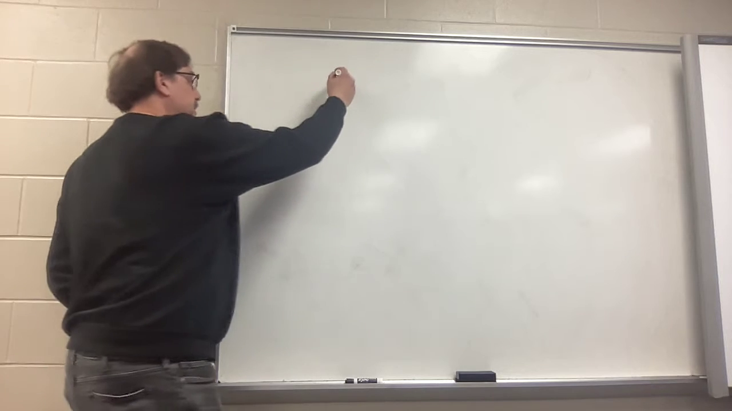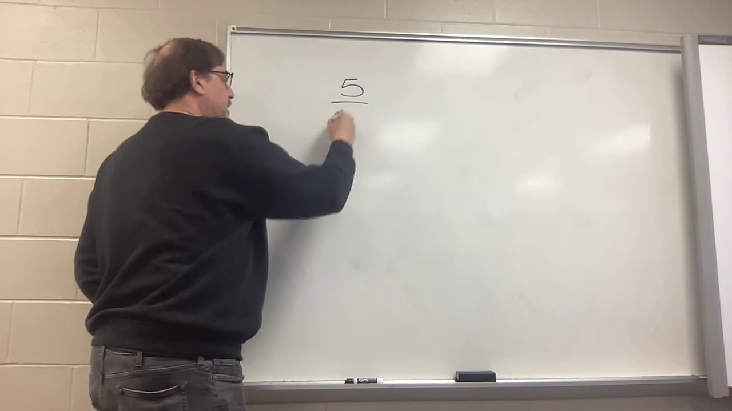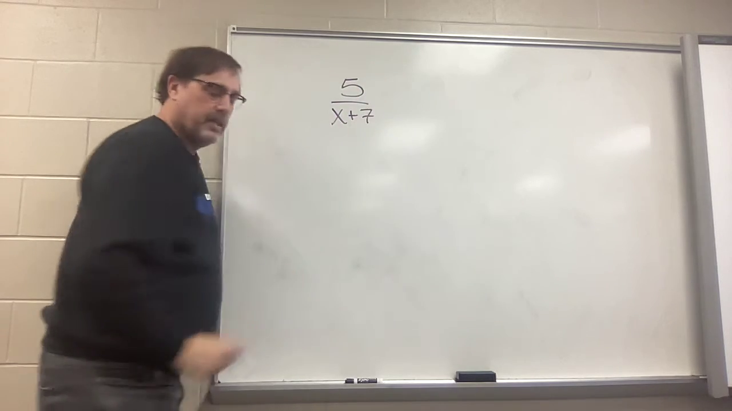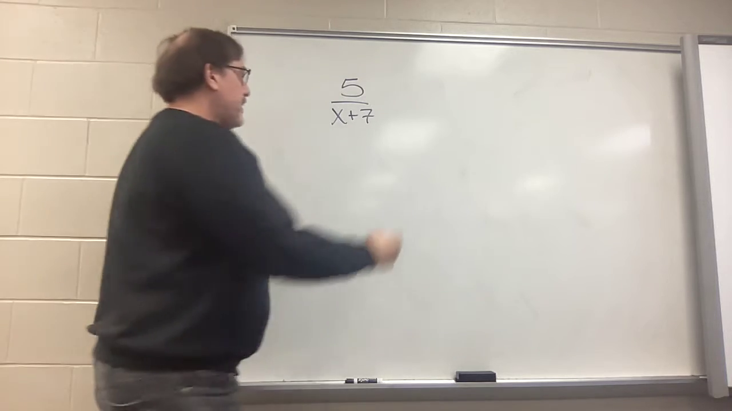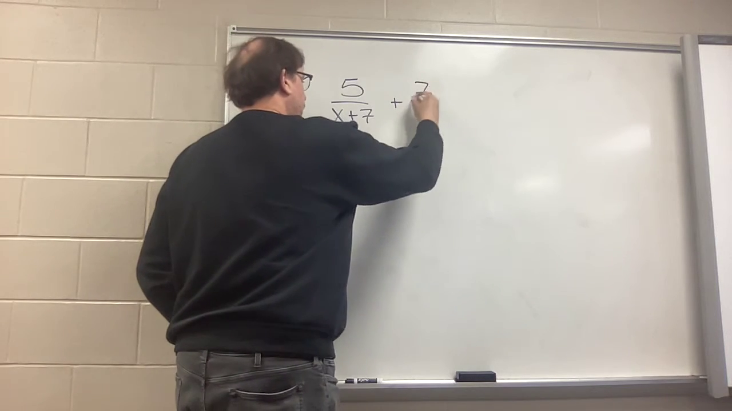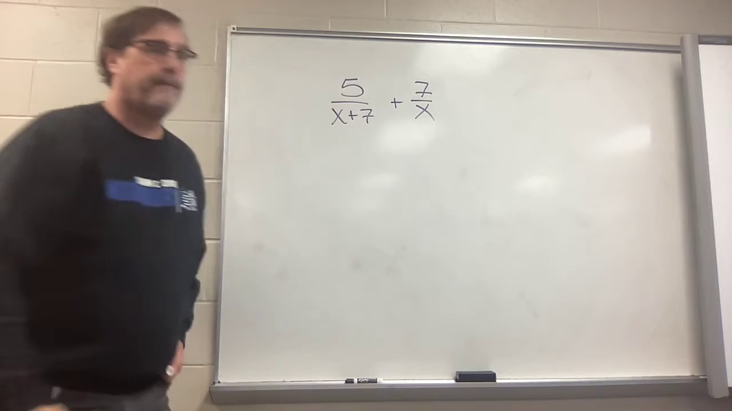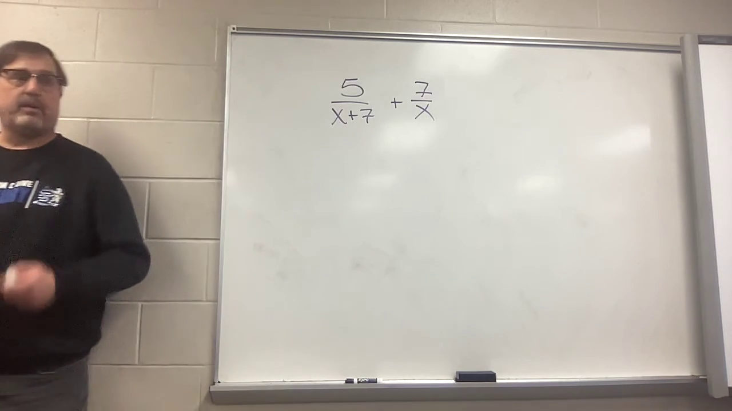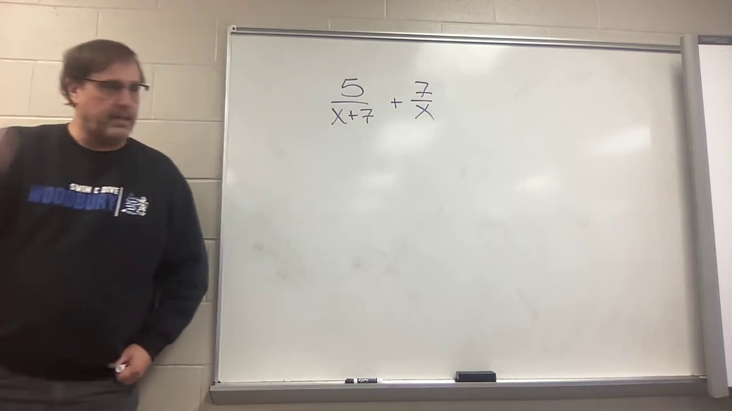All right. 5 over x plus 7, and add that to 7 over x.